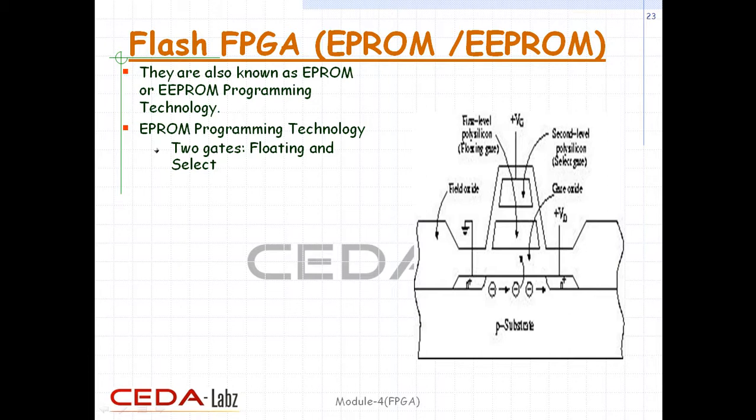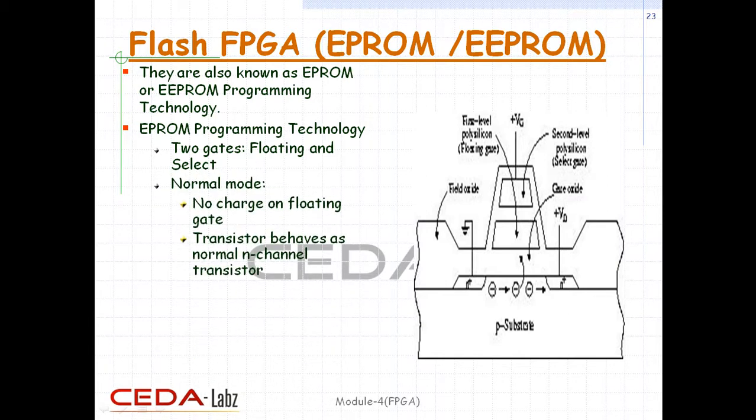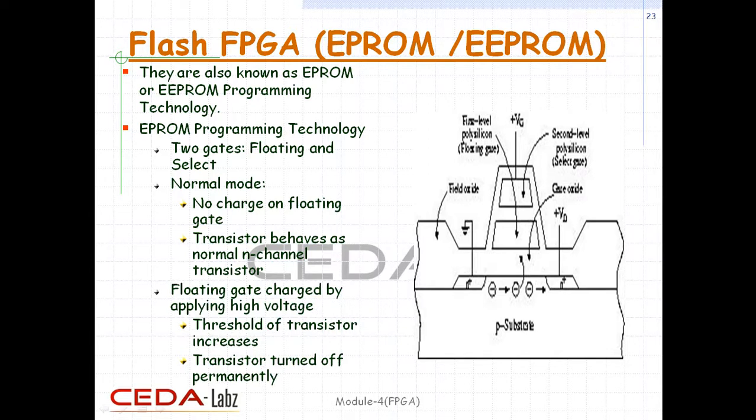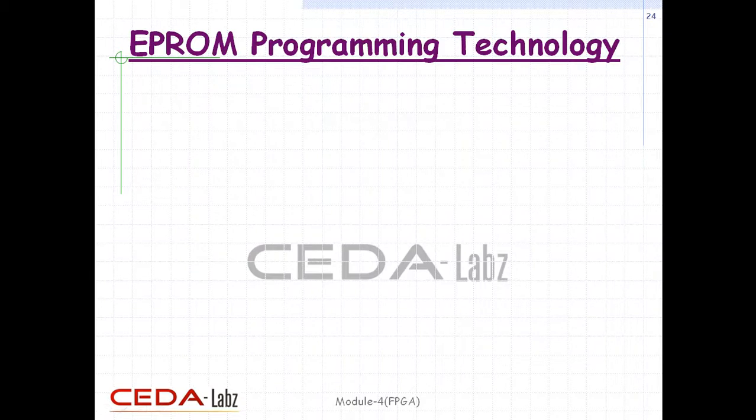Basically, an EEPROM flash programming technology cell will be present in two modes. Normal, where there is no charge on the floating gate and the cell is a normal N-channel transistor, and second is charged mode, where the floating gate is charged by applying high voltage and the transistor is turned off permanently. In EEPROM programming technology, no external device is required for storing the information.